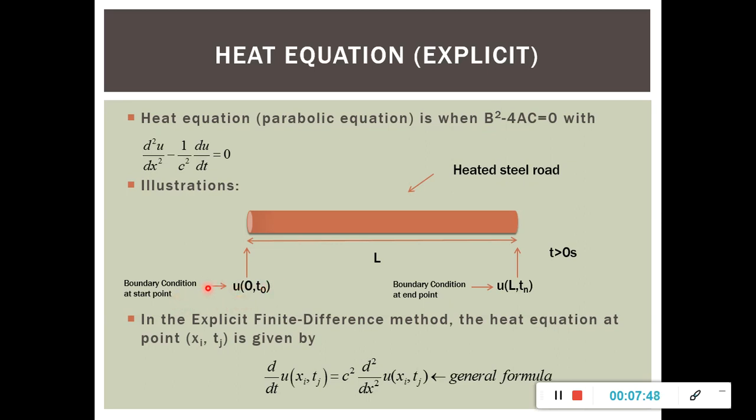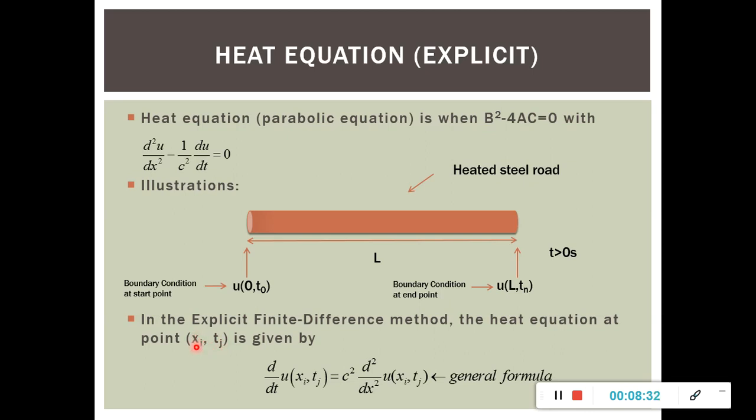There are a few things that you have to look at before you can do the approximation. You need to understand the boundary condition at the start point and also the boundary condition at the end point. The boundary condition means the value of heat at the two ends of the steel rod. You need to know this first, because if you don't know, you cannot solve the equation using the explicit method.